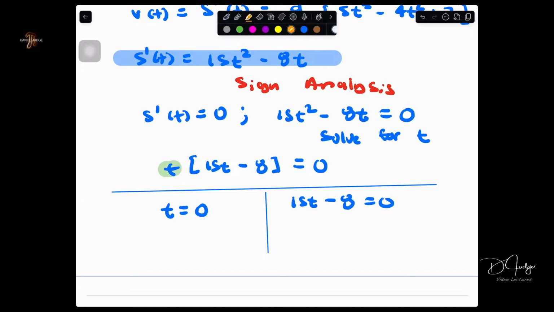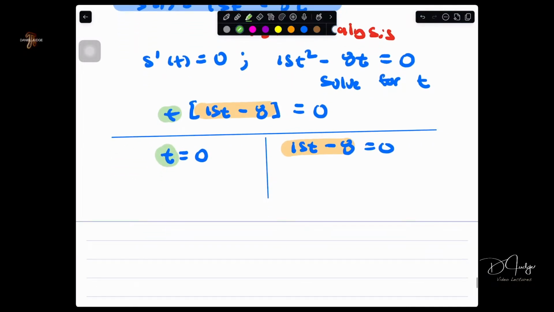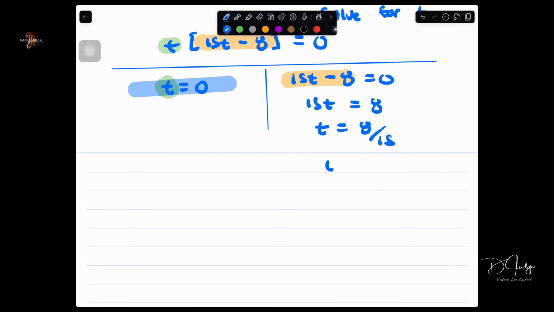I didn't do this prior, but I want to share that with you guys in case you need to review that. The first solution is done, t is 0, and then for the second solution, we have to solve for t. So that would be 15t is 8 by adding 8 to both sides. Now divide both sides by 15. Reduce your fraction if you can. I don't think you can. You're done with that. This is the second time value where your velocity is 0. This is in seconds.